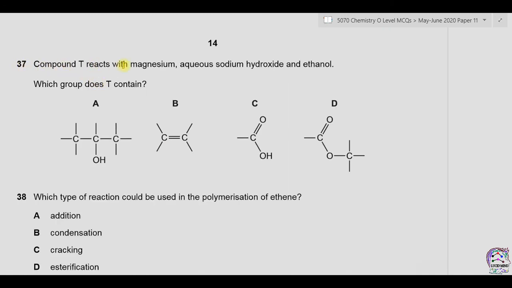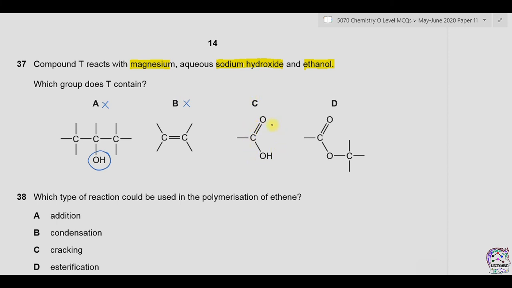Question 37. Compound T reacts with magnesium, aqueous sodium hydroxide and ethanol. Which group does T contain? In A, we can see that an alcohol group is present and an alcohol group does not react with magnesium or sodium hydroxide or ethanol, so therefore A is wrong. B is an alkene because of the presence of a double bond, and an alkene also does not react with magnesium, sodium hydroxide or ethanol, so B is also incorrect. So both A and B are incorrect.